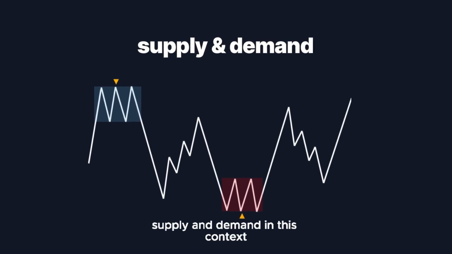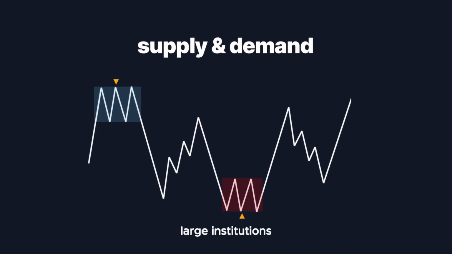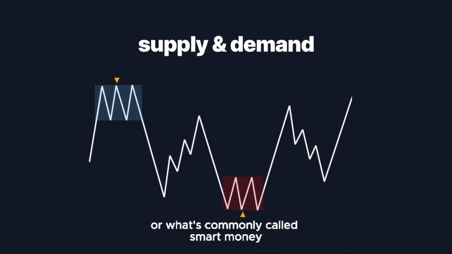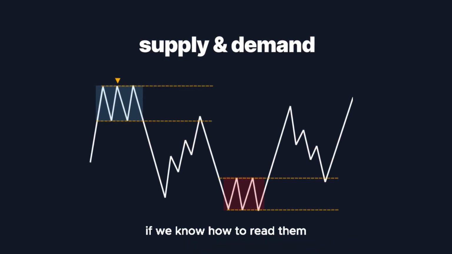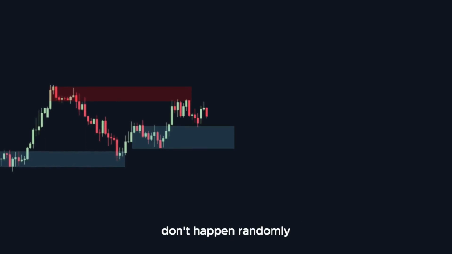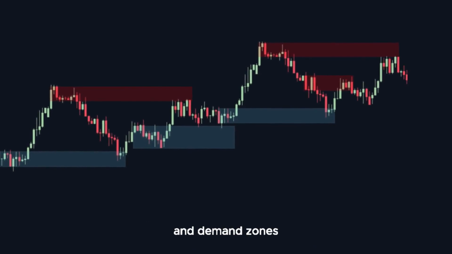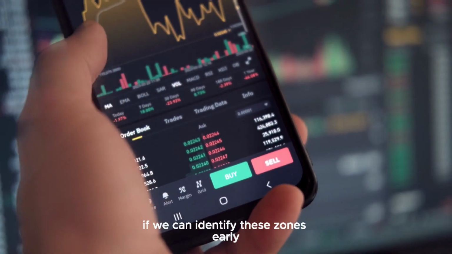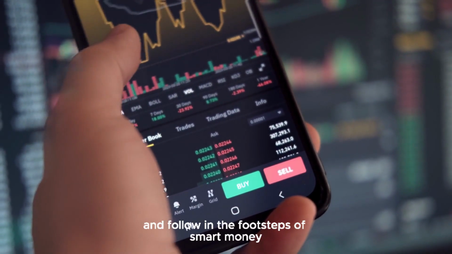Supply and demand in this context are specific zones that indicate the activity of large institutions, or what's commonly called smart money. Now, these are the zones we can detect on the chart if we know how to read them. Why is this important? Because price movements in the market don't happen randomly. Prices often move toward or away from those supply and demand zones. If we can identify these zones early, we can open positions and follow in the footsteps of smart money.